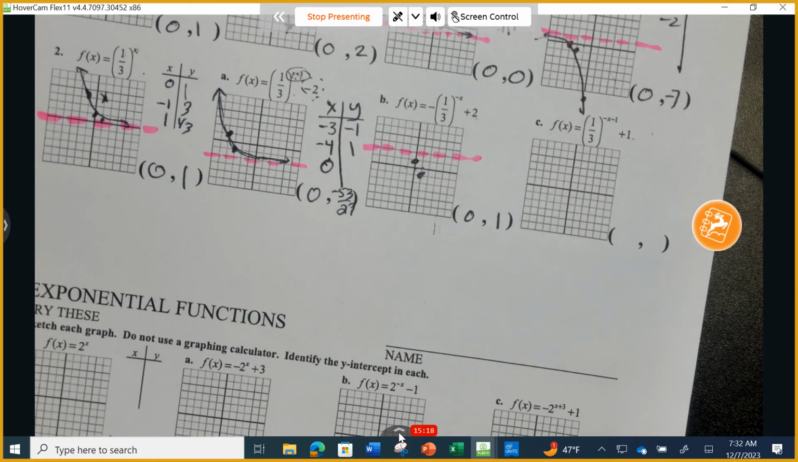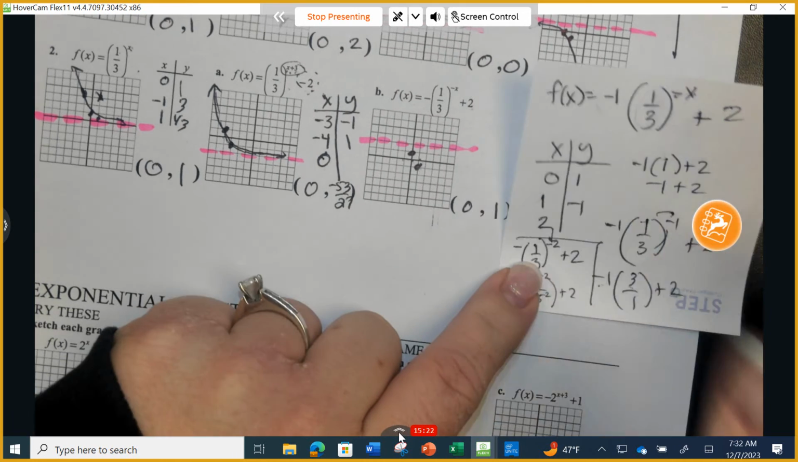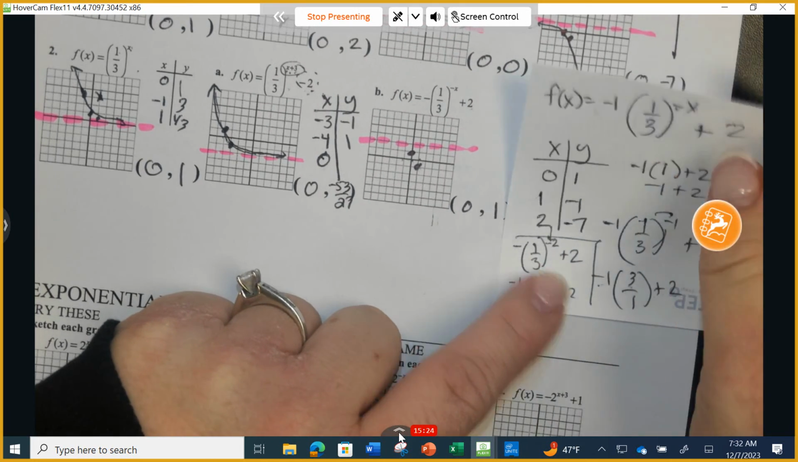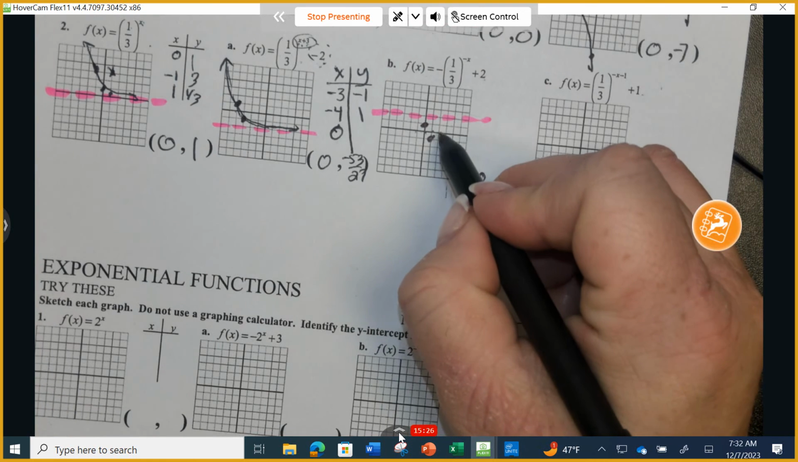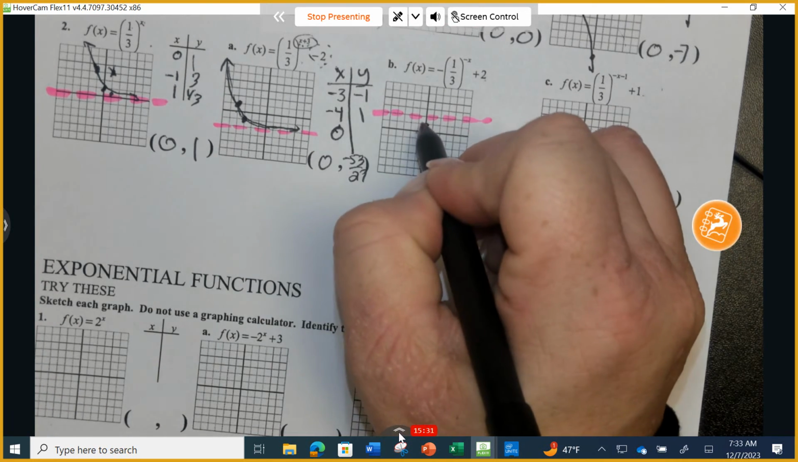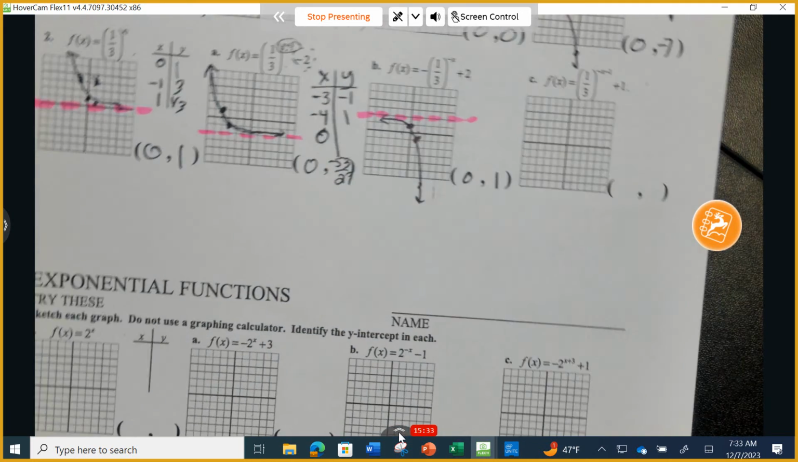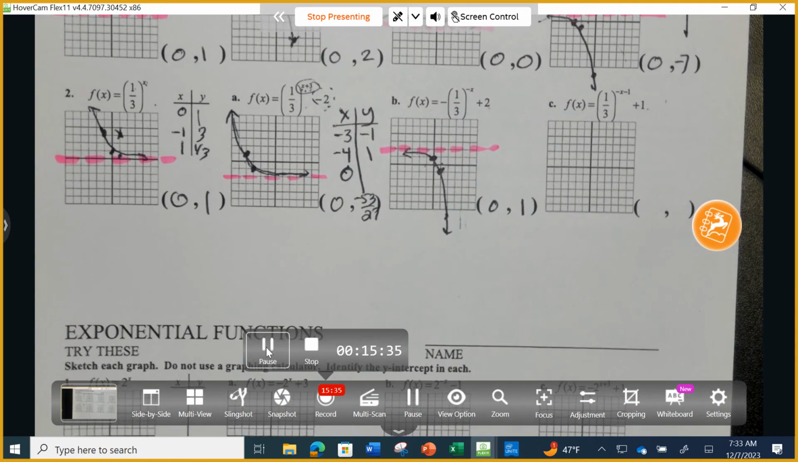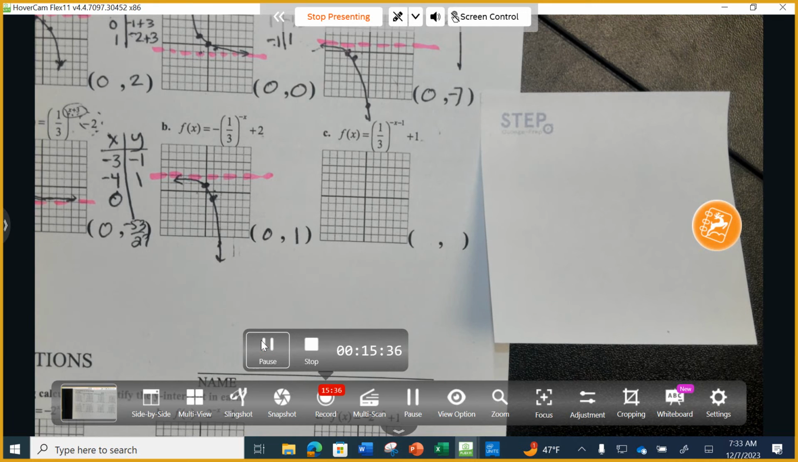So I'm going to go, I had plugged in here, let me go back to my little table. I plugged in a 2 and I came up with a negative 7. So I'm going to go over 2 and down 7, and we can see the general shape of this. It's okay to do it differently as long as you are getting the right answer. So let's take a look here.